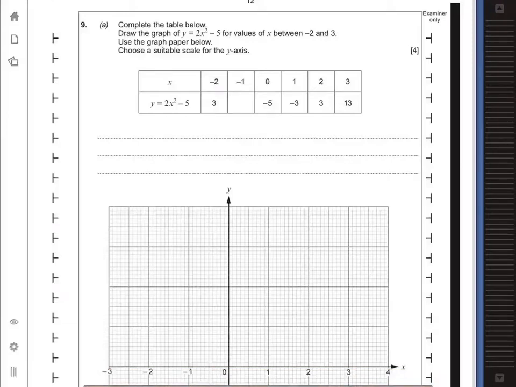Question 9a. Complete the table below. Draw the graph of y equals 2x squared, take away 5, for values of x between -2 and 3. Use the graph paper below. Choose a suitable scale for the y-axis.